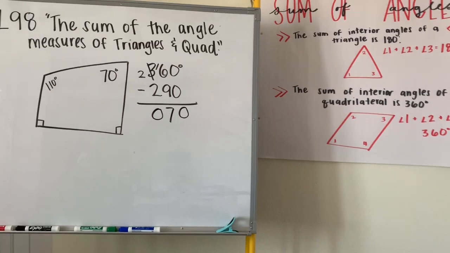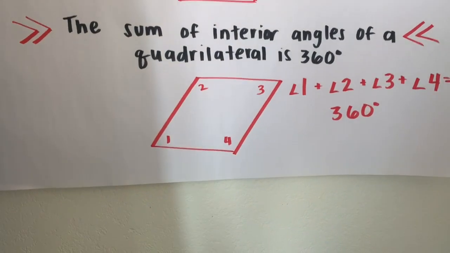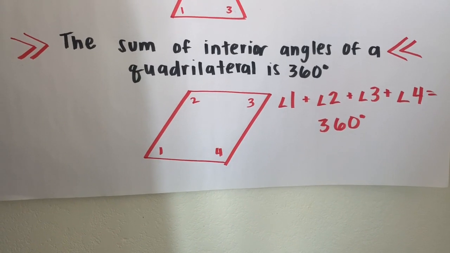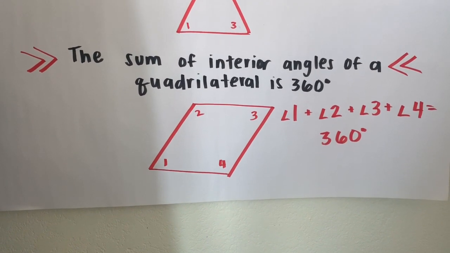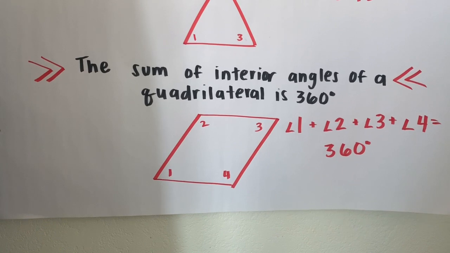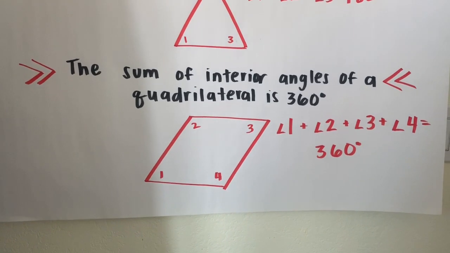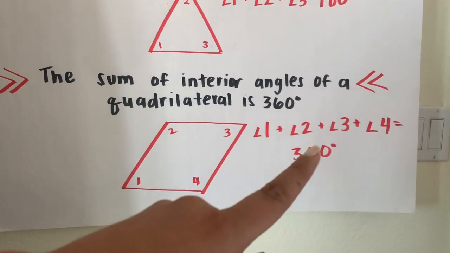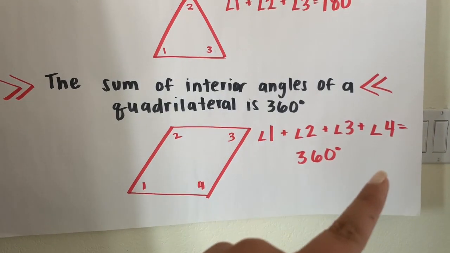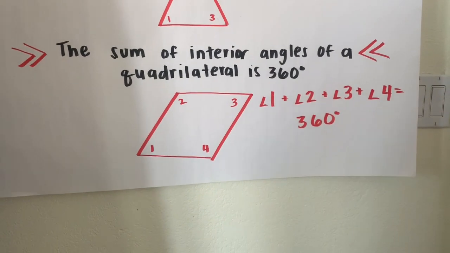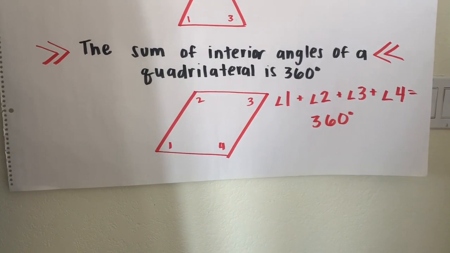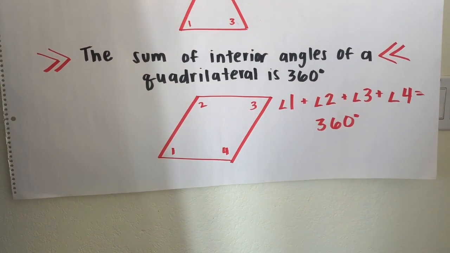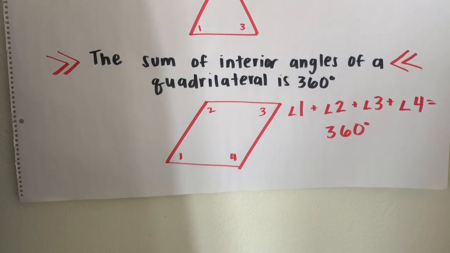So what I would like for you to write down next is the bottom portion of this chart. The sum of the interior angles of a quadrilateral is 360 degrees. Again, I wrote angle 1, angle 2, angle 3, and angle 4. It does not matter what they are because regardless, they will always add up to be 360 degrees.